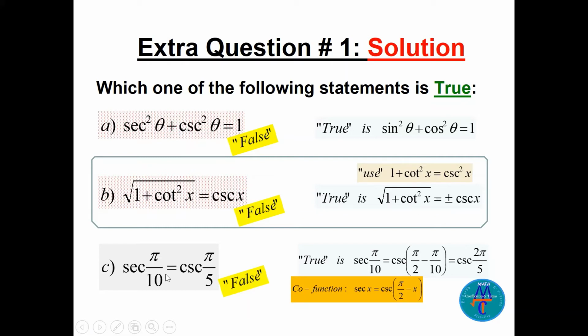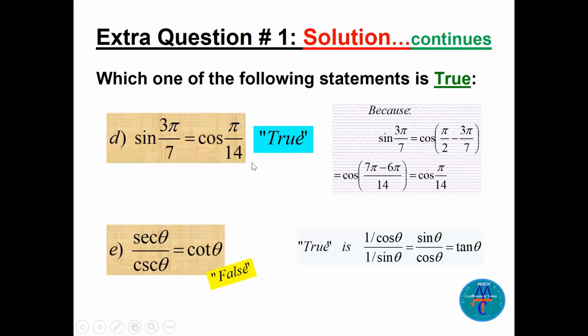This one looks like cofunction identities. Secant pi over 10, I can write it as cosecant of (pi over 2 minus pi over 10). See, pi over 10 is the x here. That's the formula there. Here, the LCD will be 10, so multiply by 5 up and down. 5 pi minus pi, 4 pi over 10, which is cosecant 2 pi over 5, not cosecant pi over 5. So this one is false.